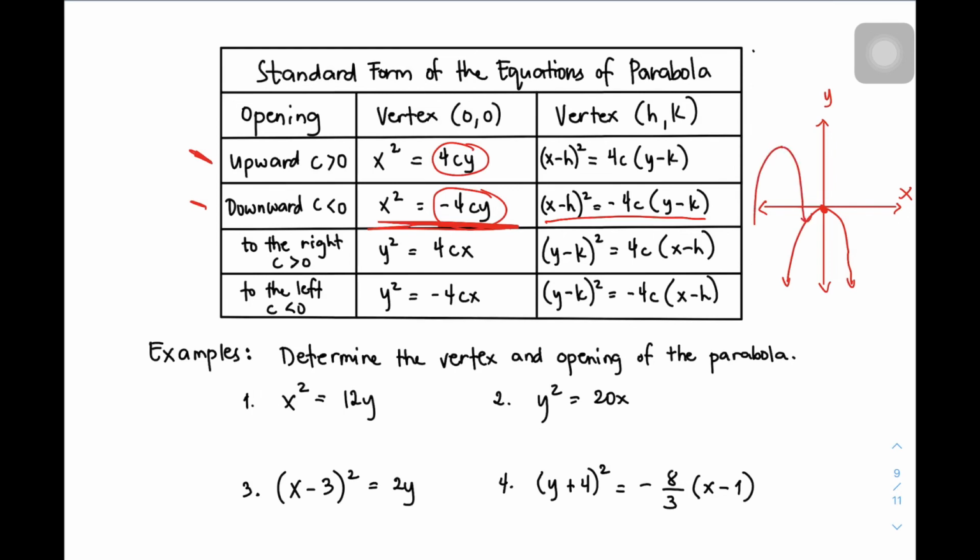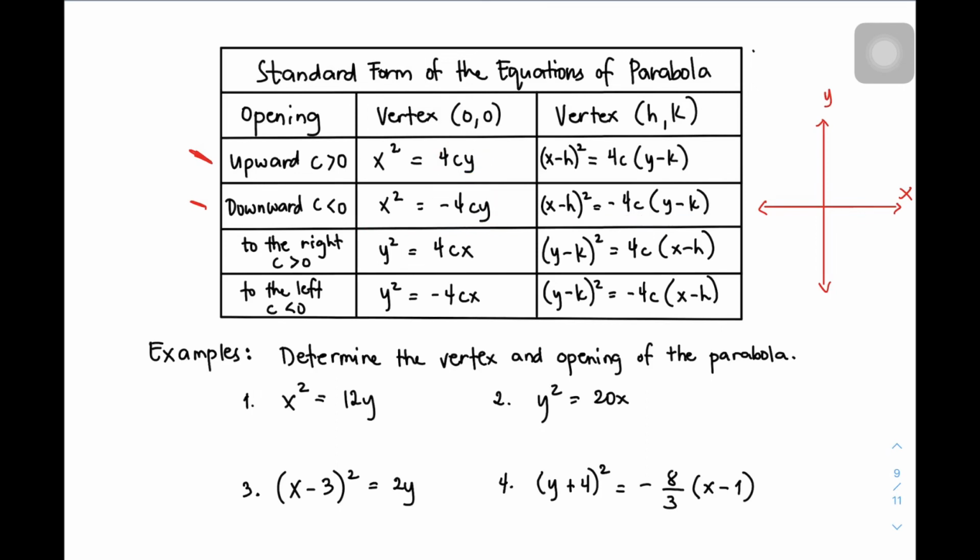Pwedeng ganito yung itsura ng parabola ninyo. It opens downward. Okay? Ito yung vertex niya, (h, k). So, ganyan lang kasimple yan. Next naman natin. Later on, I will give you the trick on how to memorize that.